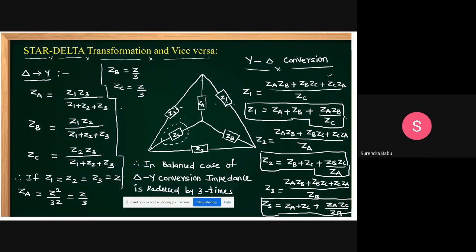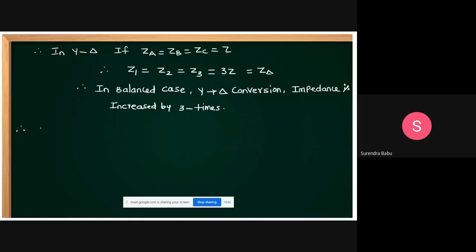In this case, we calculated which impedance? ZA equal to ZB equal to ZC equal to Z by 3. This is the star impedance. In the balanced case, balanced in the sense all the impedances are equal, what is Z star, students? Z star equal to Z by 3.